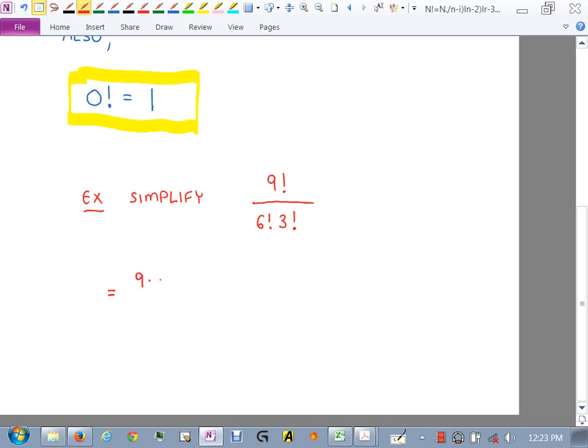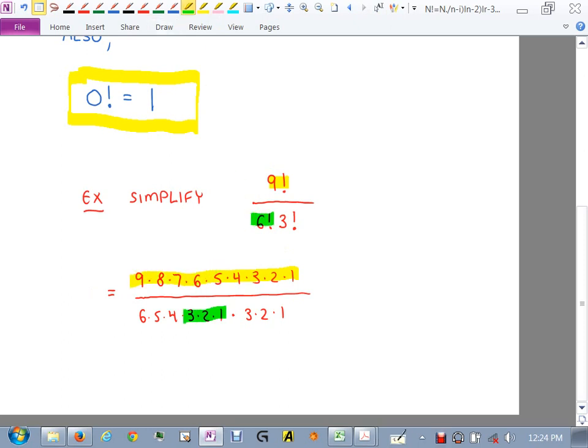This is just 9 times 8 times 7 times 6 times 5 times 4 times 3 times 2 times 1, all over, what's 6 factorial? 6 times 5 times 4 times 3 times 2 times 1. Now, what's 3 factorial? 3 times 2 times 1. Do you see that? This is 3 pieces. 1, 2, 3. Yes?